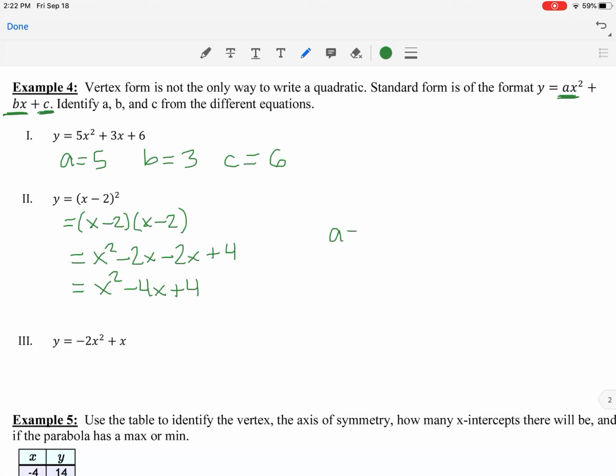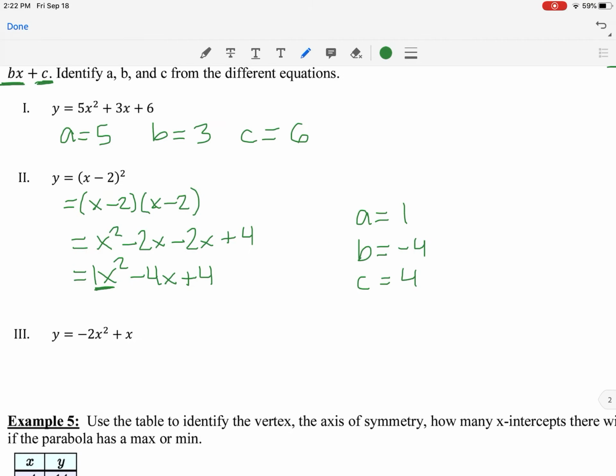So now I can say A, for me, since there's no number in front, that's always going to be a 1. Since it's there, I have 1x squared right there. B, our coefficient of x, is negative 4. C is our constant, and that's positive 4.